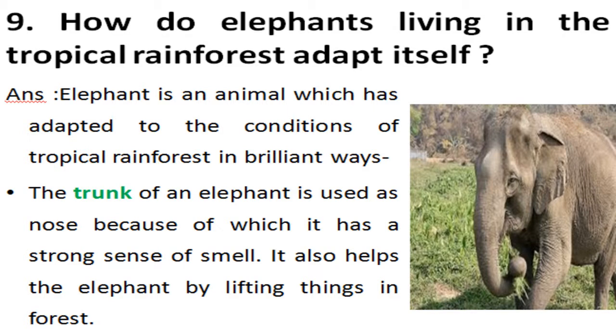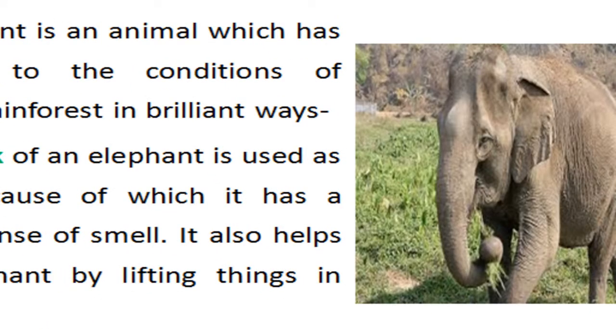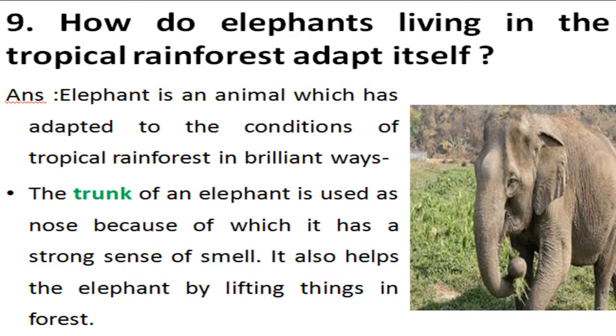Our next question is question number 9. How do elephants living in the tropical rainforest adapt themselves? So the answer to this question is the elephant is an animal which has adapted to the conditions of the tropical rainforest in brilliant ways. Some points are given. First point, the trunk of an elephant is used as a nose because of which it has a strong sense of smell. It also helps the elephant by lifting things in the forest.